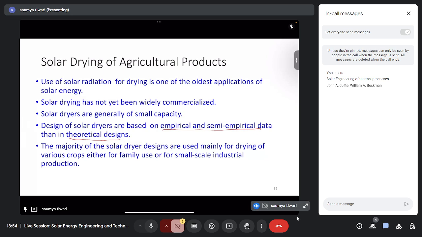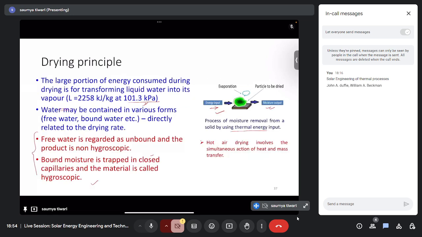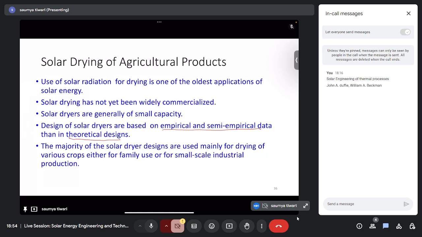So the basic principle, as you know, is that we have some crop or something that has to be dried, with some moisture content, right? So basically the heat energy from the solar rays is utilized to evaporate this moisture content from the sample. What we are doing is changing the phase of the water from liquid to basically steam, right?